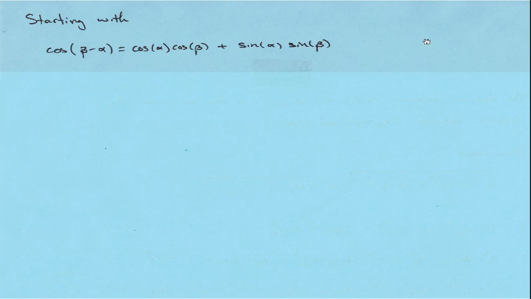Now let's look at the derivation of the cofunction identities. So we start with our cosine of the difference identity. We have the cosine of beta minus alpha is equal to cosine of alpha cosine of beta plus sine of alpha times sine of beta.